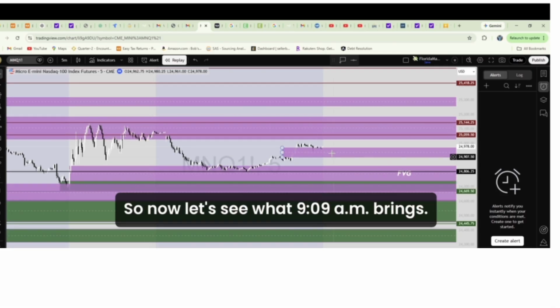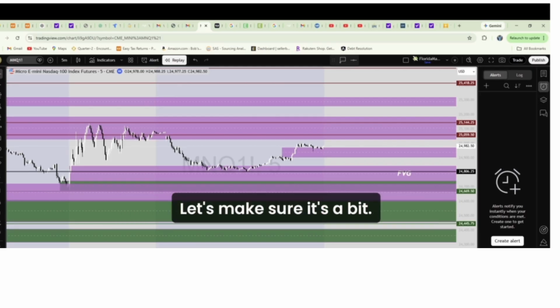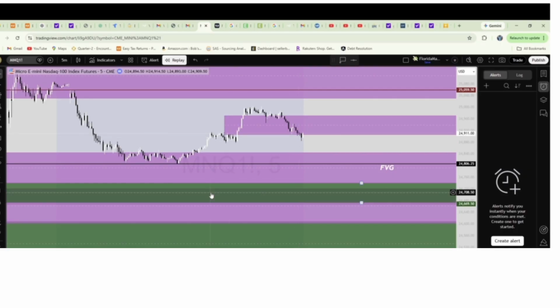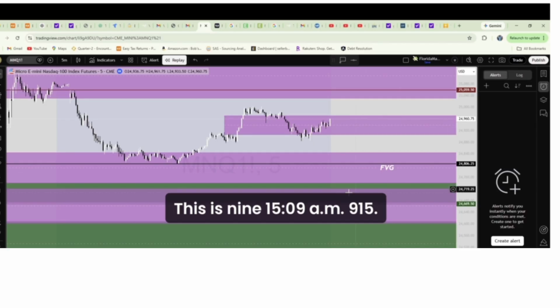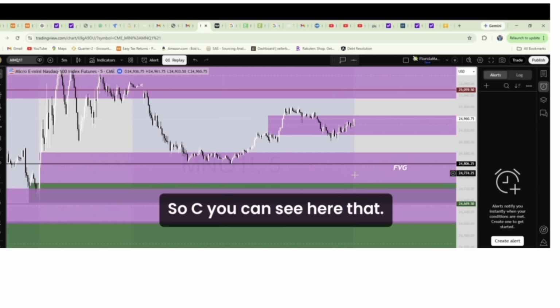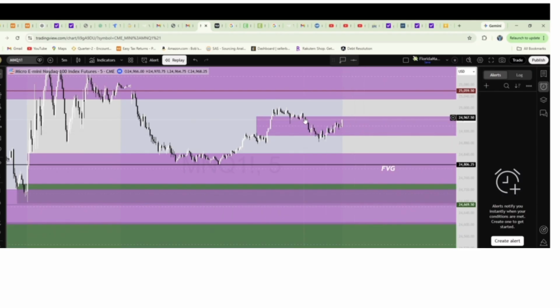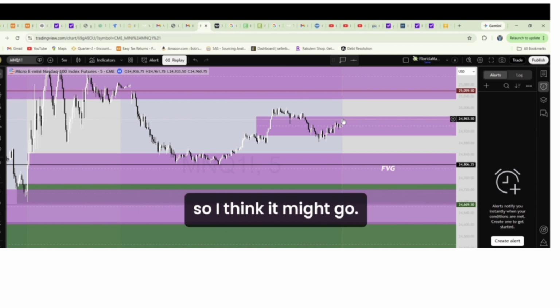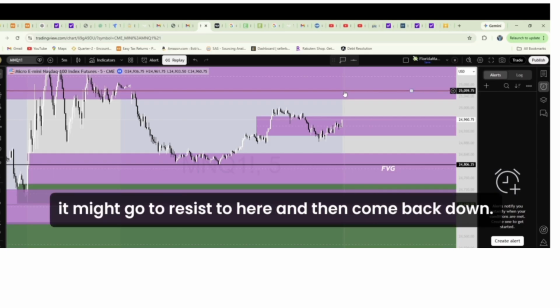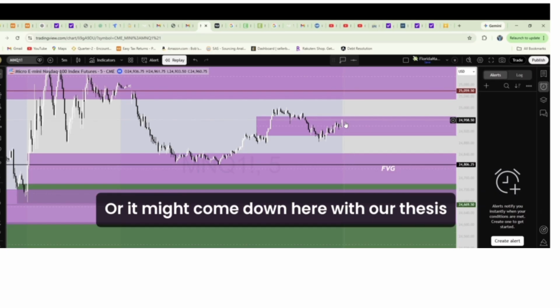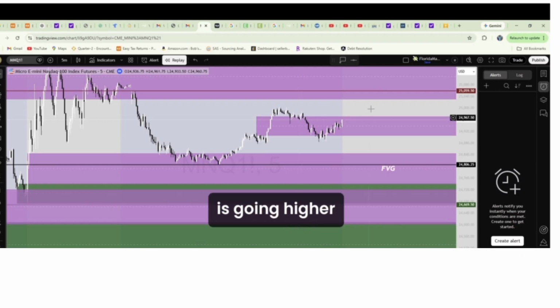So now let's see what 9 a.m. brings. Yes, the market shows us a tiny bit. This is 9:15, 9 a.m. So see, you can see here that this was a fair value gap and the price, like it wants to go up. So I think in market open, it might go to resistance here and then come back down, or it might come down here. But our thesis is going higher.